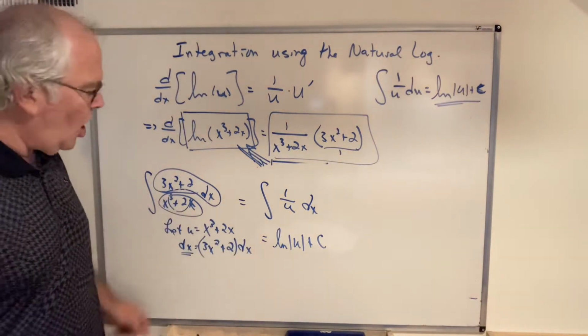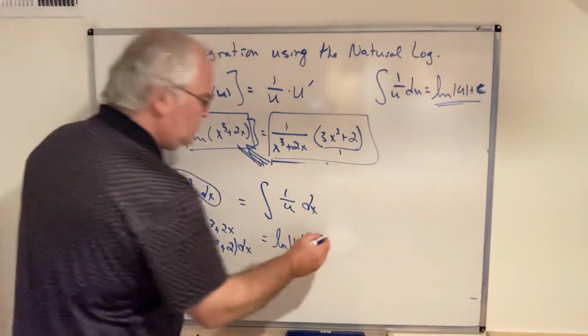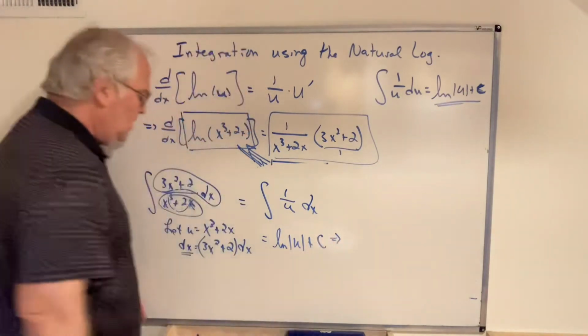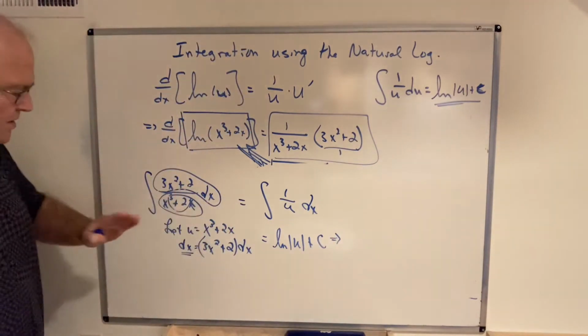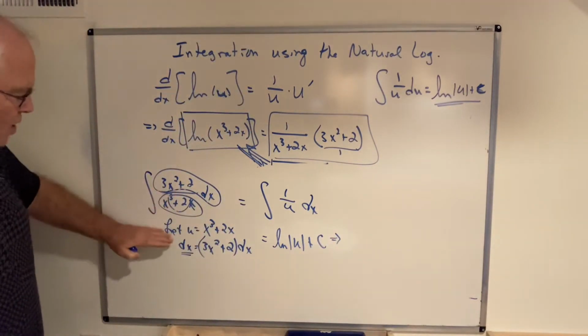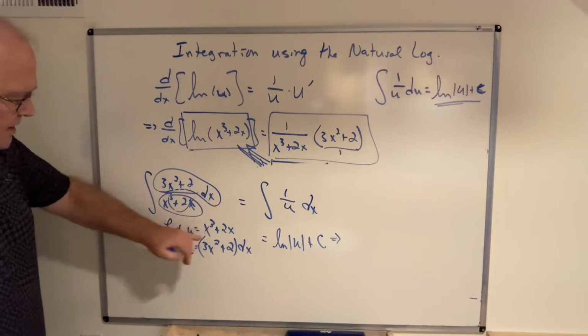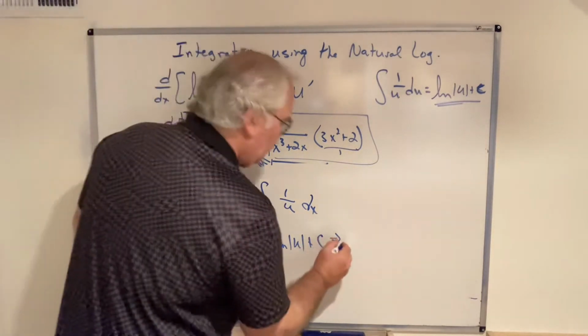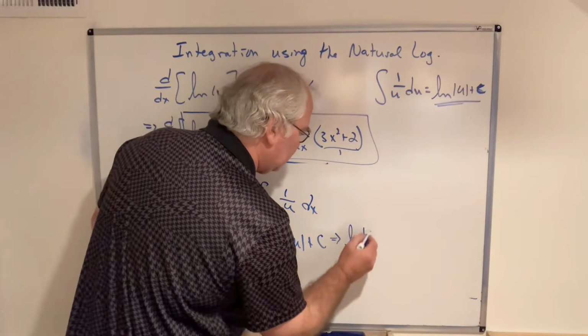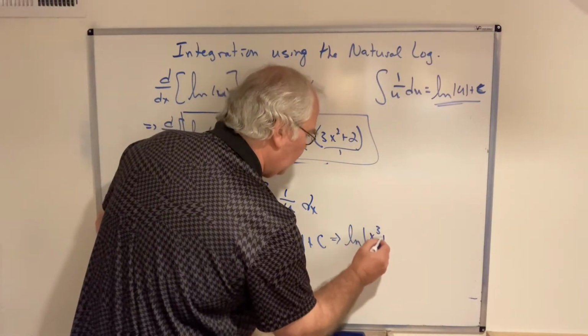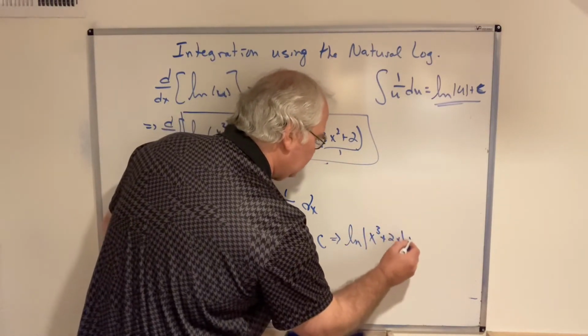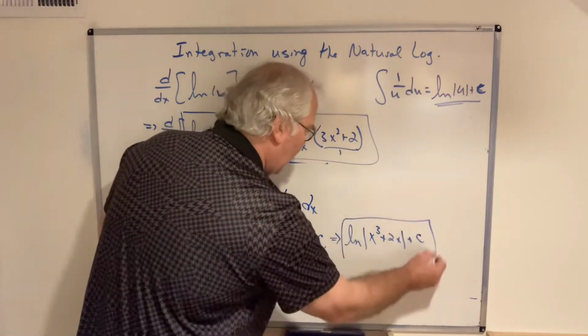And just like on all u substitutions, we need to translate back to the original x language, and that's what we're going to do here. And so we go to the let statement. We let u equal x to the third plus 2x. And so this is natural log absolute x to the third plus 2x, absolute, plus the constant, and we're out.